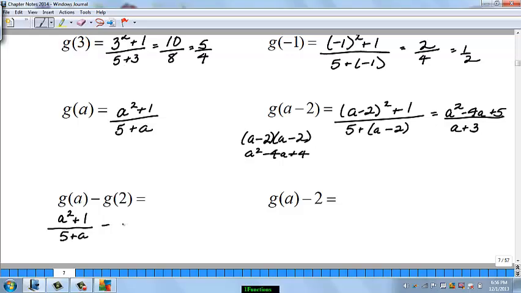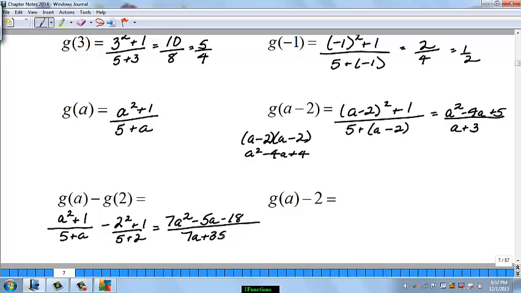Minus, and g of 2 comes out to be 2 squared plus 1 over 5 plus 2. And when I get all done with a common denominator, I should have 7a squared minus 5a minus 18 all over 7a plus 35.